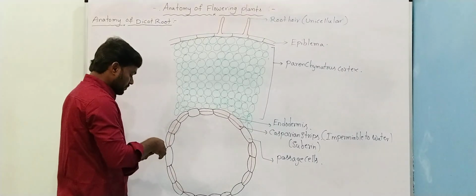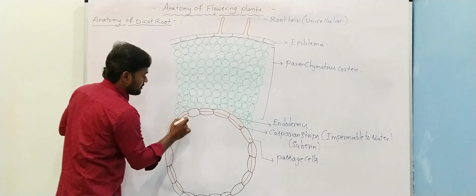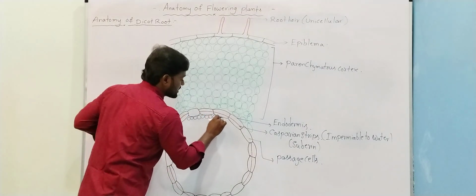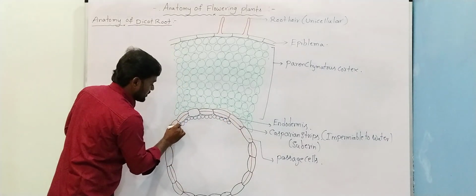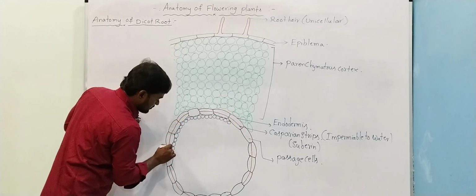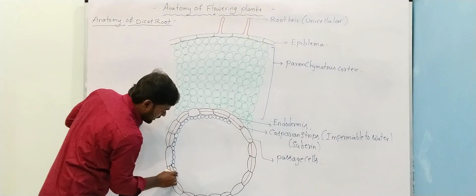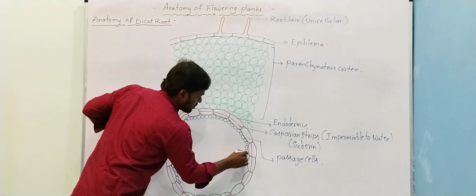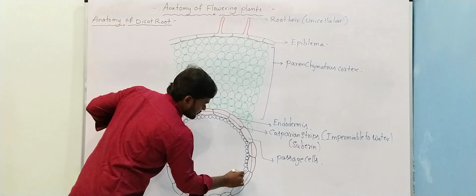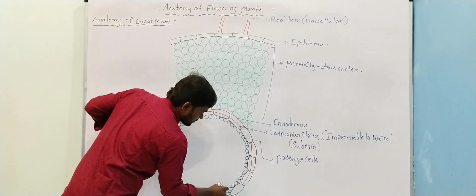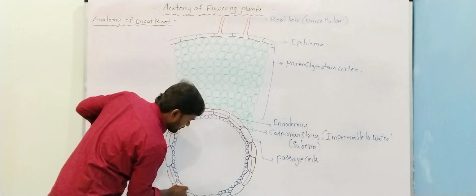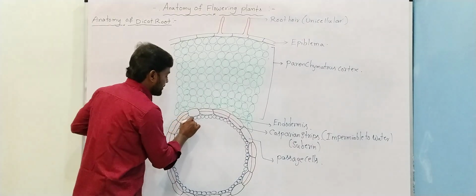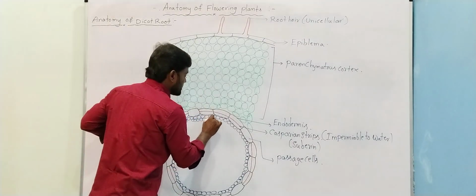And next, beneath the endodermis, a few layers of cells are present. This is called pericycle. Just beneath the endodermis, a few layers of cells are arranged. These cells are called pericycle. The main function of the pericycle is to produce the lateral roots and the vascular cambium.